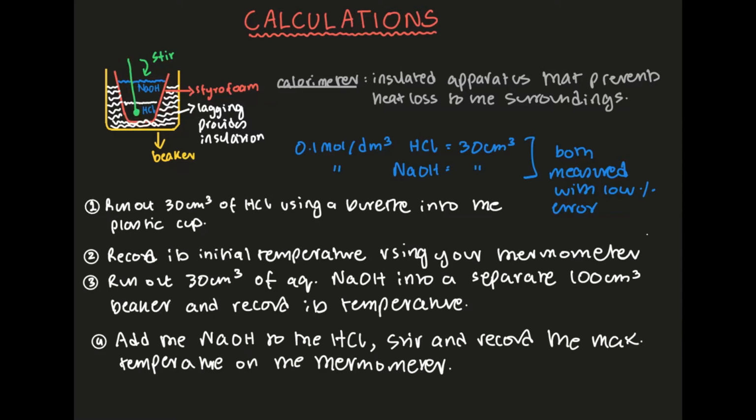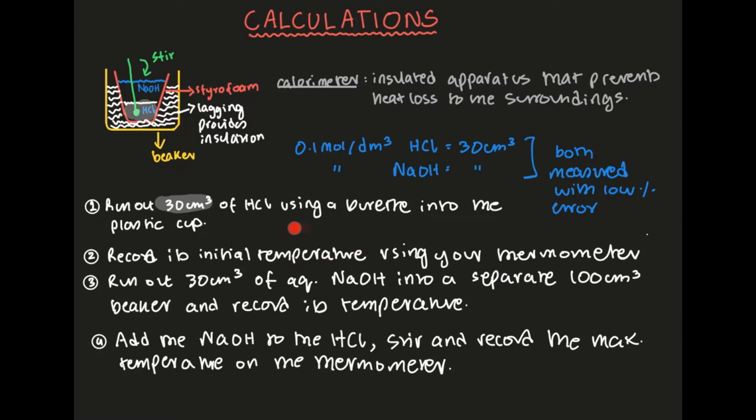Okay? So the first step for this is to run out 30 cm³ of HCl using a burette into the plastic cup. So this is the first step. So I'm shading HCl right now on the apparatus. So this is the HCl that you are going to run using the burette. The next step is to record its initial temperature using a thermometer. So you're going to take a thermometer and you're going to record its initial temperature.